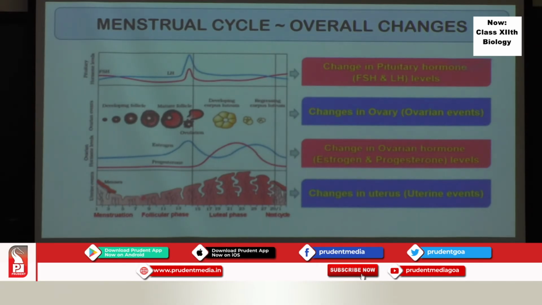During the follicular phase, it's trying to regain again. During the luteal phase, it reaches its max, and then it will go into the next cycle. Okay? So, this is the overall changes taking place during the menstrual phase.